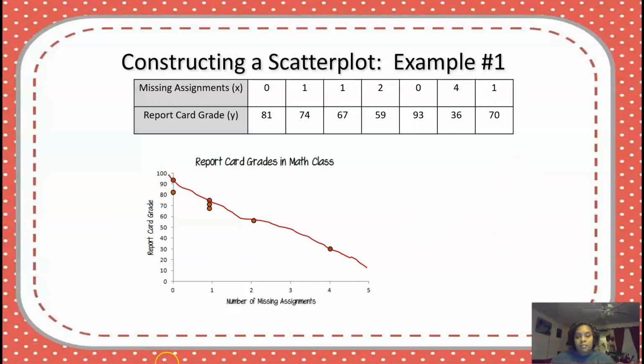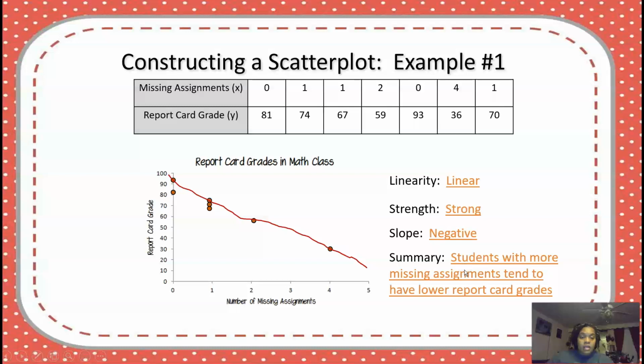Would the slope be negative or positive? Well, what is the strength? The strength is strong because the points are close to the line, and the slope would be negative. Students with more missing assignments tend to have lower grades. And you can tell that by the graph, or you can even tell that by just looking at the table.